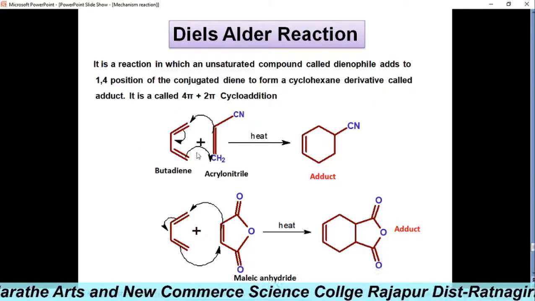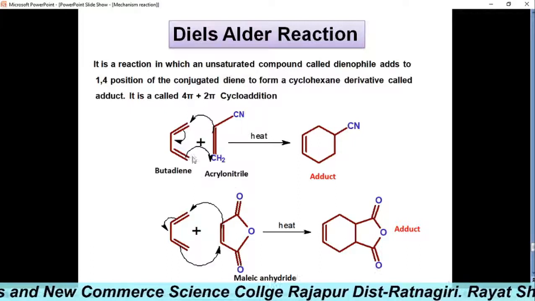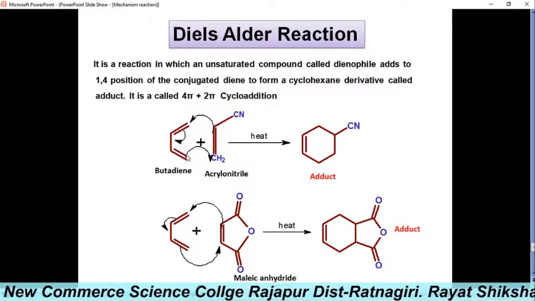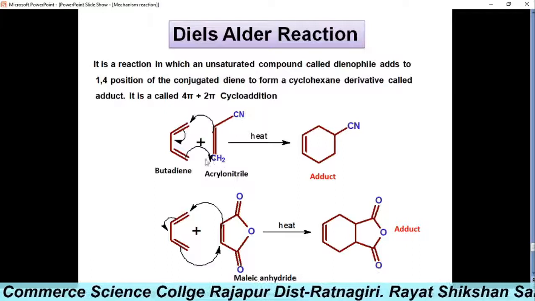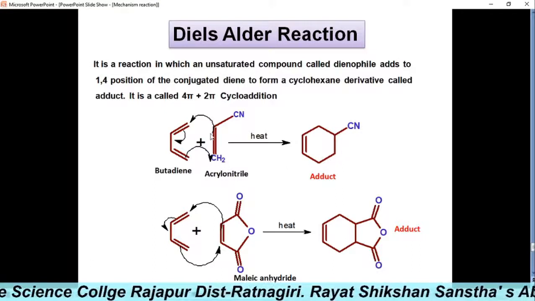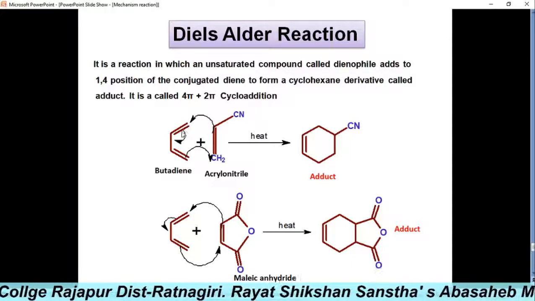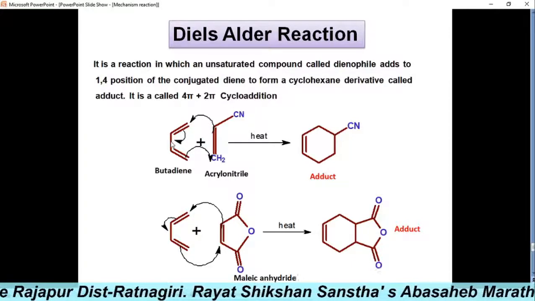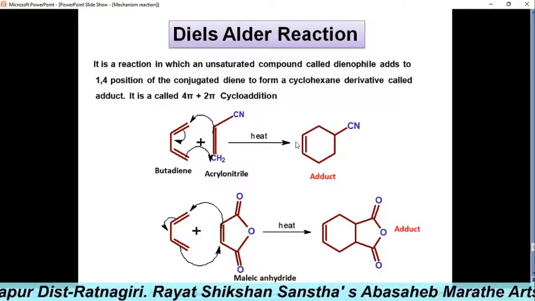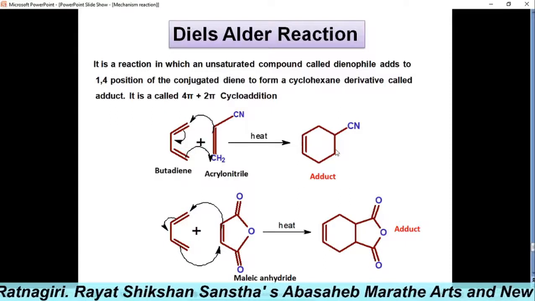See this example, butadiene and acrylonitrile. What happens? These carbon-carbon double bonds bond to this carbon. So a new sigma bond is formed. This carbon-carbon double bond is transferred to this carbon, and this carbon-carbon double bond is transferred to this double bond. The double bond forms here, and we get the adduct.